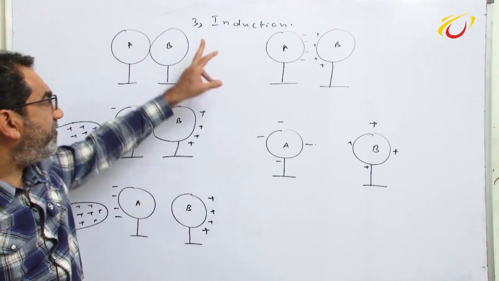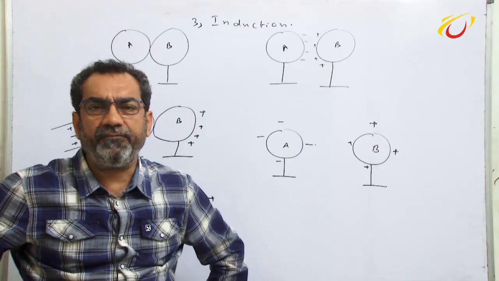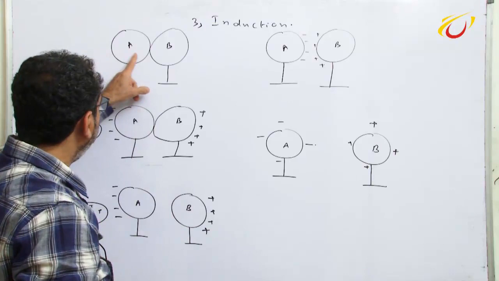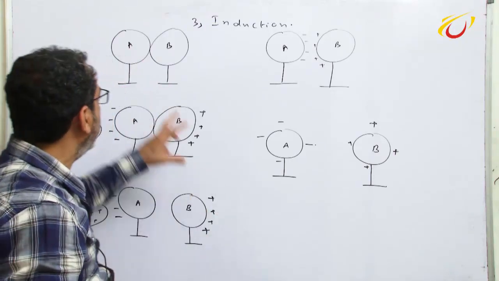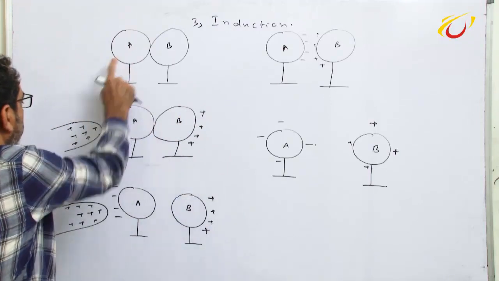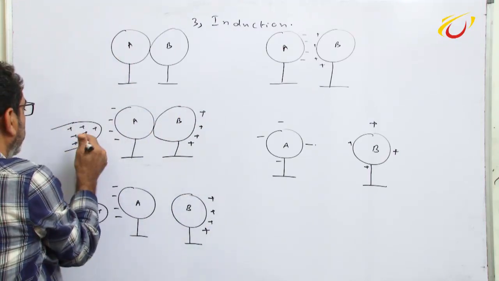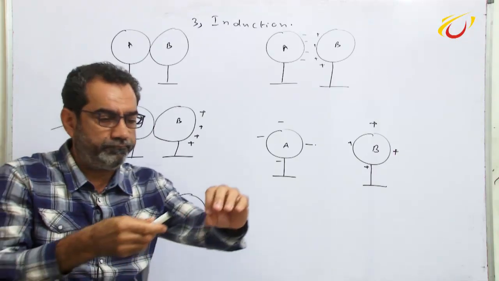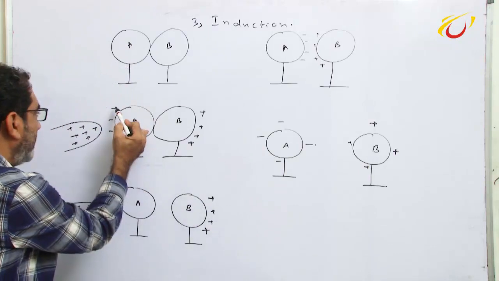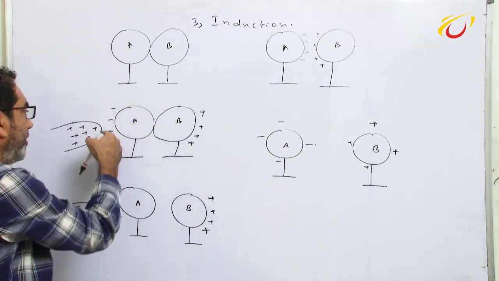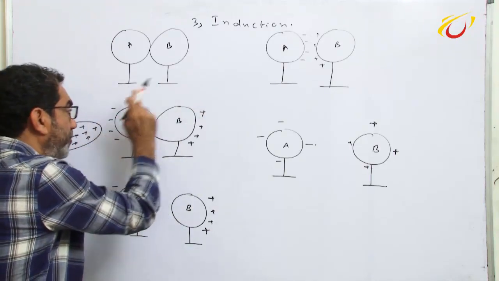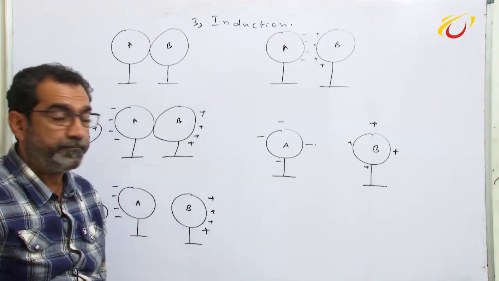Now this is the third and final method for electrification. It is called induction. Suppose there are two uncharged spheres. I keep them like this, more or less identical. Bring any positively charged source here, maybe a glass rod, just get close to it, don't touch. You will find negative charge developed on the nearer face and positive charge exactly opposite, on the farther face.